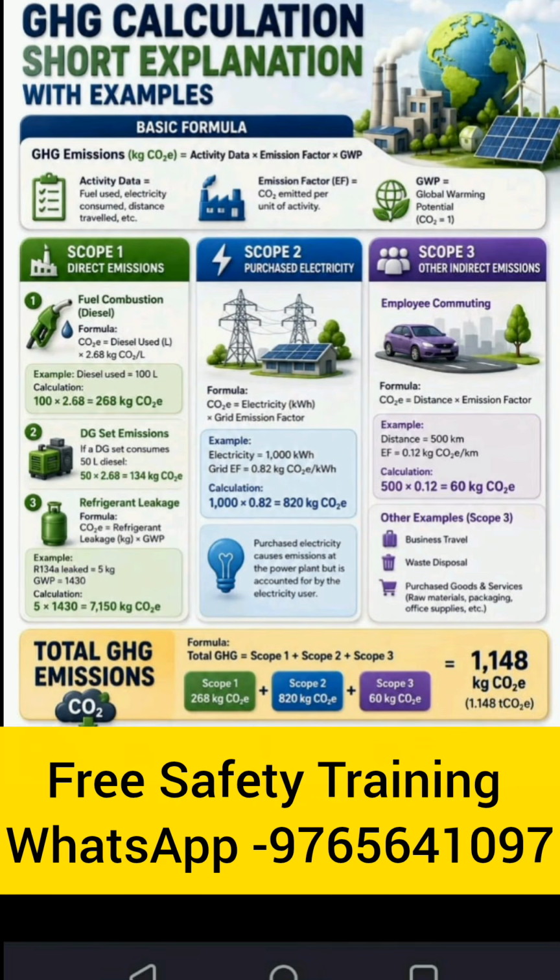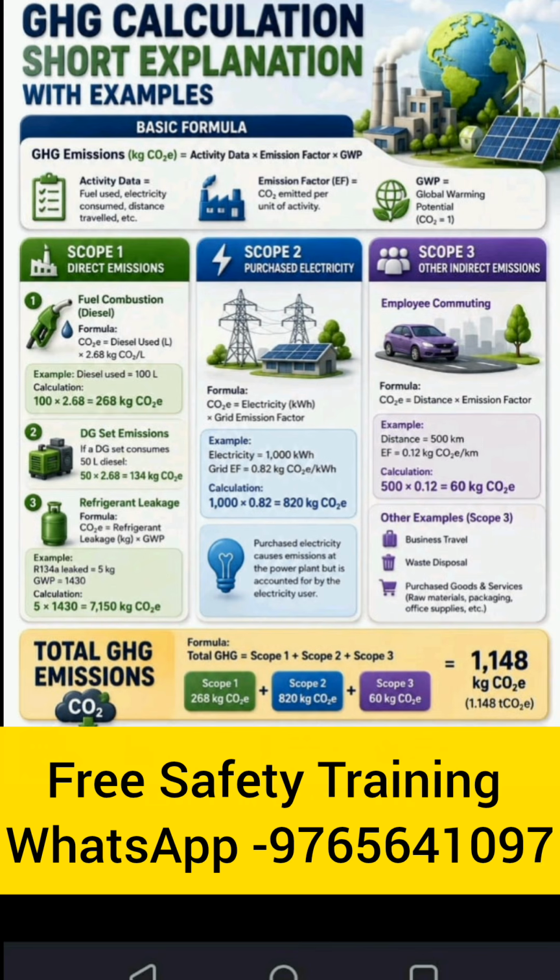Hello friends, today I'll discuss a very important topic: GHG calculation, how to calculate greenhouse gas emissions. In short, it is about environmental pollution and how to measure it. Today I'll discuss the basic formula: GHG emission in kg CO2 is equal to activity into emission factor into GWP, that means global warming potential.